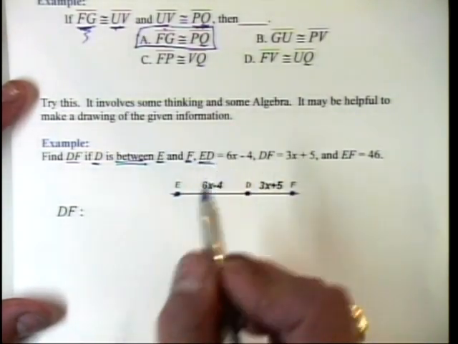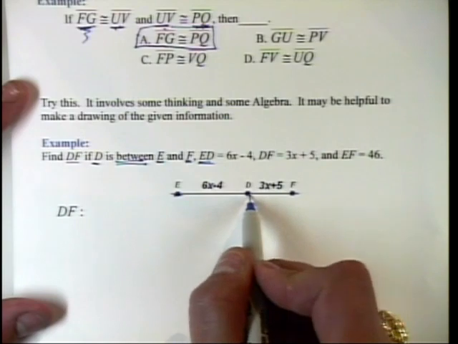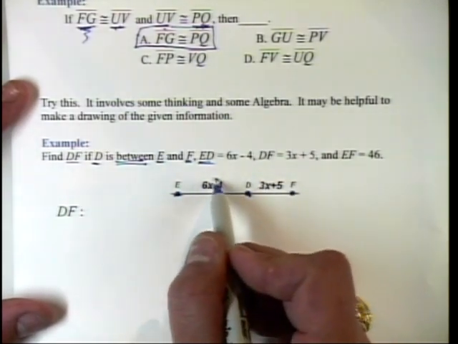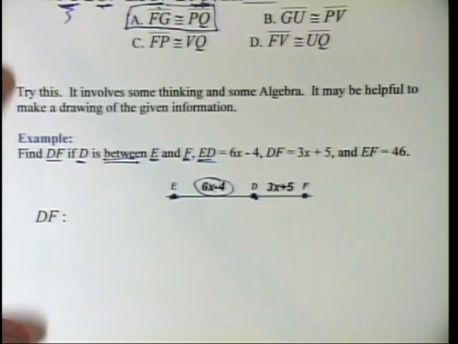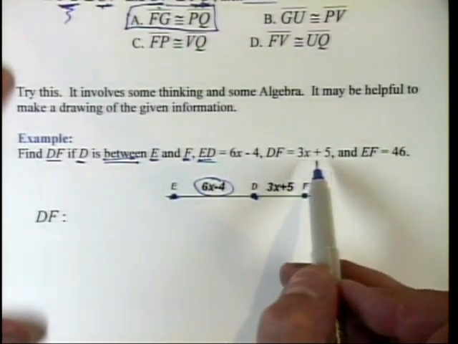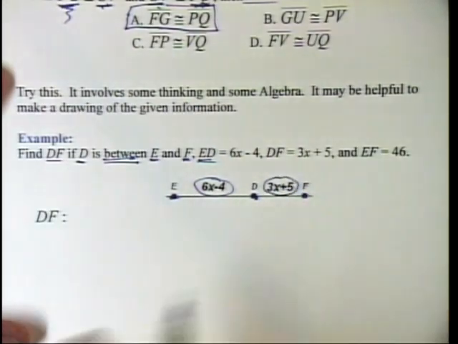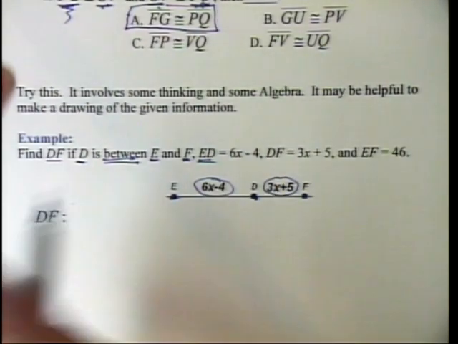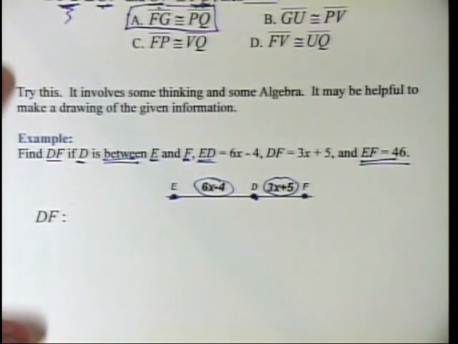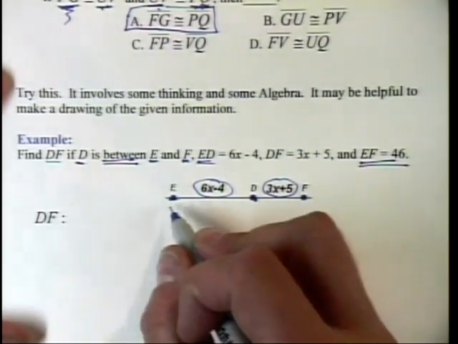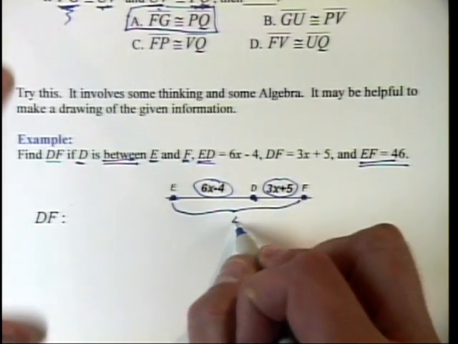It tells us that the measure of ED, which is this here now, is 6x minus 4. Well, that's not a number. Well, not yet. If we knew what x was, it would be a number. Our goal is to find x. We also know that DF is 3x plus 5, so I've labeled this segment 3x plus 5. Again, it's not a number unless I know what x is. Well, look what else they tell us. EF, the length, is 46. So this whole length here is 46 units long.